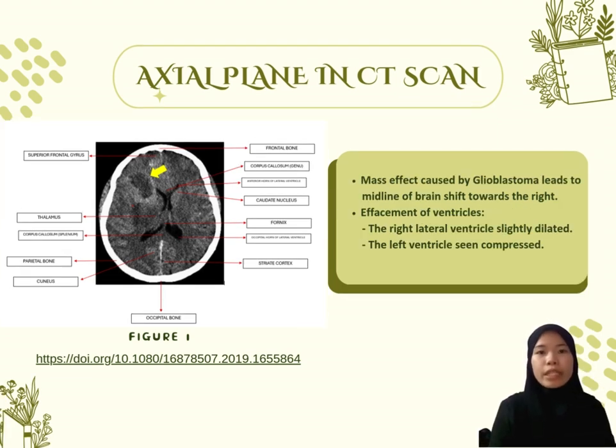On this image, we can see that the midline of the brain was shifted to the right due to the mass effect caused by the glioblastoma. As an effect of the effacement of the ventricles, which is a loss of the normal structures due to external pressure or displacement, the right lateral ventricle looks slightly dilated, whereas the left lateral ventricle is compressed because of the presence of the glioblastoma on the left side of the brain.